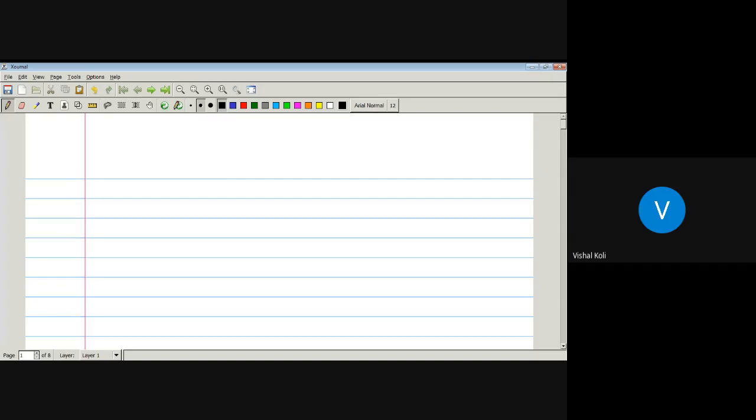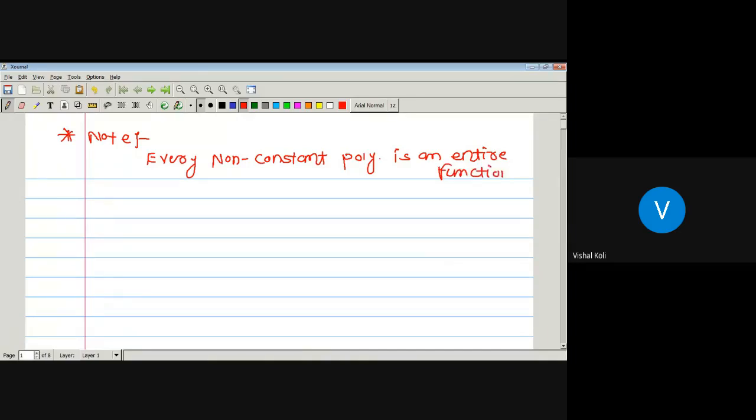So from that we will note, there is one note: every non-constant polynomial is an entire function. That is, it is analytic in the whole complex plane C.